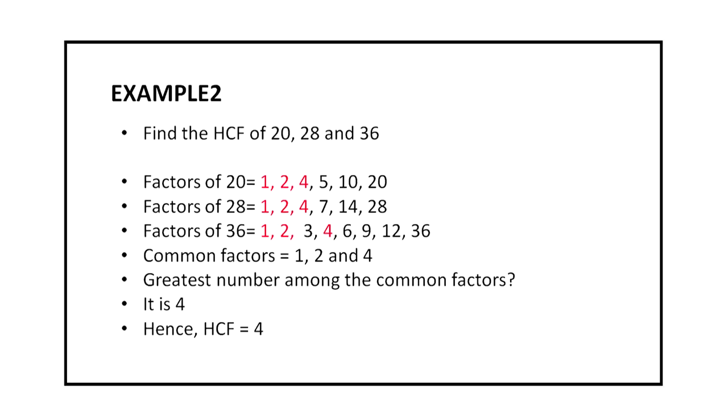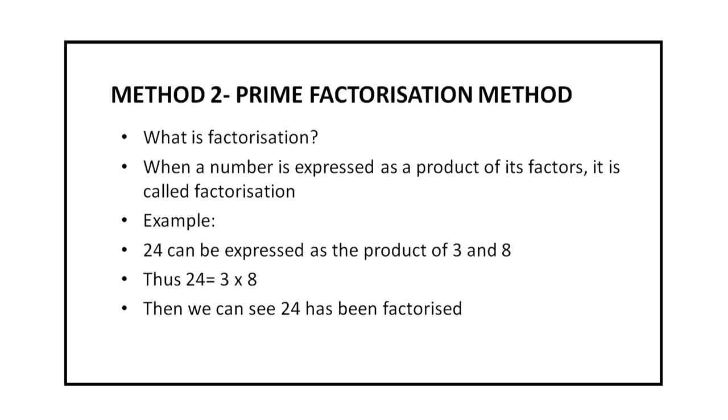So, the second step, determine the common factors. By observation, we can see that 1, 2 and 4 are common to all the numbers. Now, the final task before us, determine the greatest number among the common factors. We can easily see that 4 is the greatest among the common factors, and hence the highest common factor equals 4.